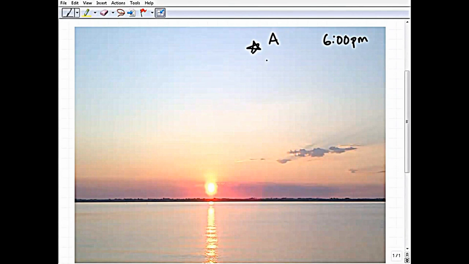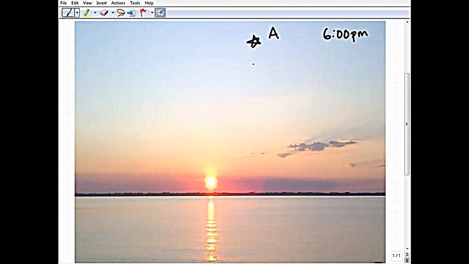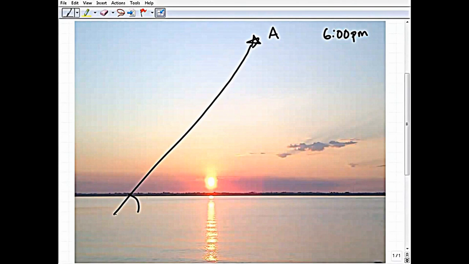Now, from my location, I see star A, let's say, at 50 degrees above the horizon. How would I get that measurement? The way I would get that measurement is using a nautical instrument. You've probably seen it. I'm going to try to sketch it real quick. It's called a sextant. It looks like this.